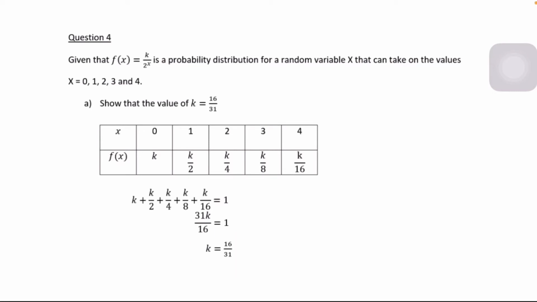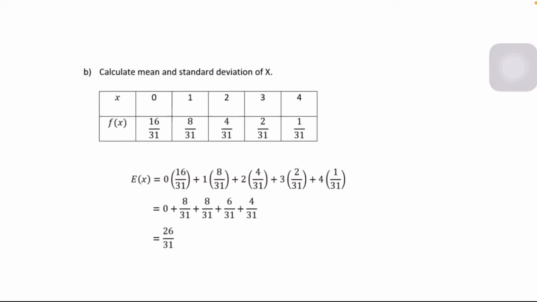We continue to question 4b. Calculate mean and standard deviation of x. To make it easier, we can replace the value of k into each probability of x. So to calculate the mean, we must multiply each value of x with p(x) and add all. So the mean is 26/31.